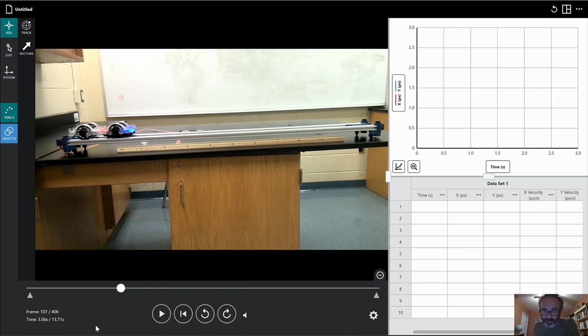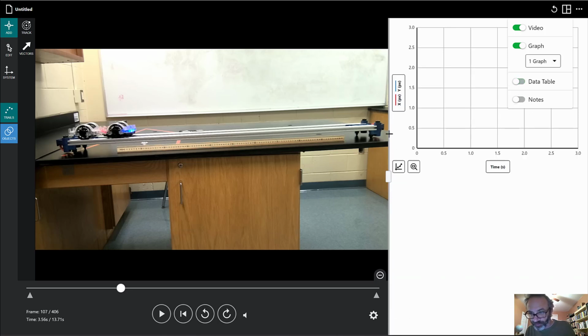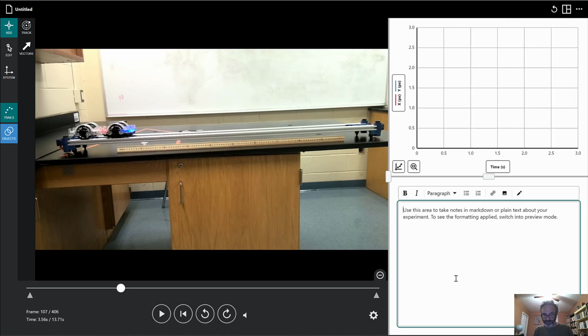So the first thing I want to do is make a prediction about what I'm going to see. I just watched that motion. I saw him accelerate to the right. You have to make your prediction before you do your analysis, otherwise it's cheating. And if you don't have a prediction, then it's not even science. I noticed that he started out slow and sped up to the right.